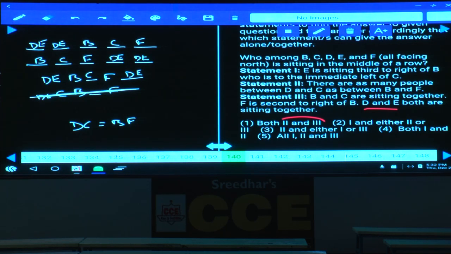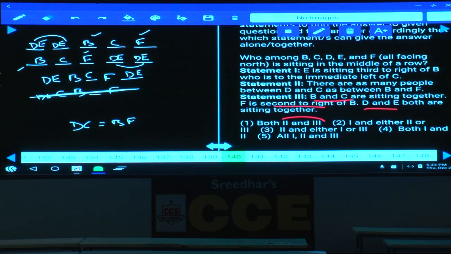Now condition number 3, check out whether both the conditions are satisfied or not. B and C are sitting together, here also B and C are seated together, here also B and C are seated together. F is seated second to the right of B, here F is seated second to the right of B, here also F is seated second to the right of B. D and E are seated together. Now here in this one D and E are seated, here D and E are seated.